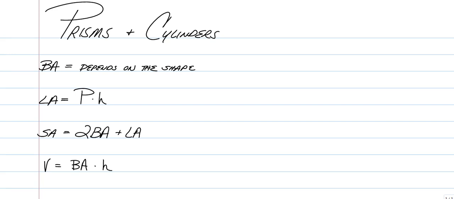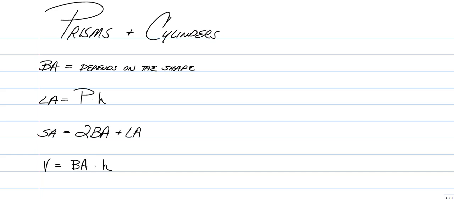It's very important to know the difference between finding the surface area and finding the actual volume of three-dimensional figures. The nice thing about prisms and cylinders is the way we find the base area, lateral area, surface area, and volume is pretty much all the same.